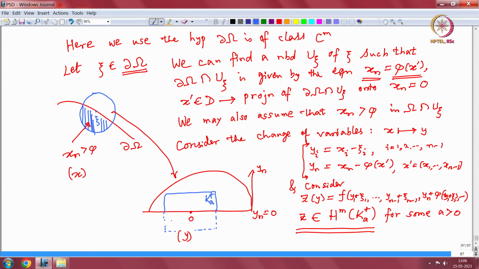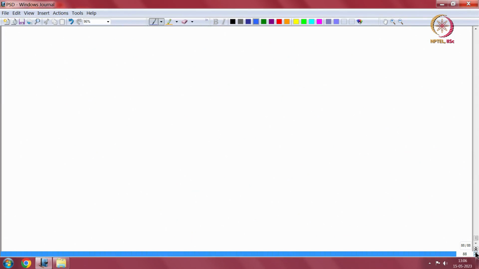Okay, so this is k minus. So we have already seen how to obtain an extension to the whole of Q Ka, and with necessary bounds, that's important.